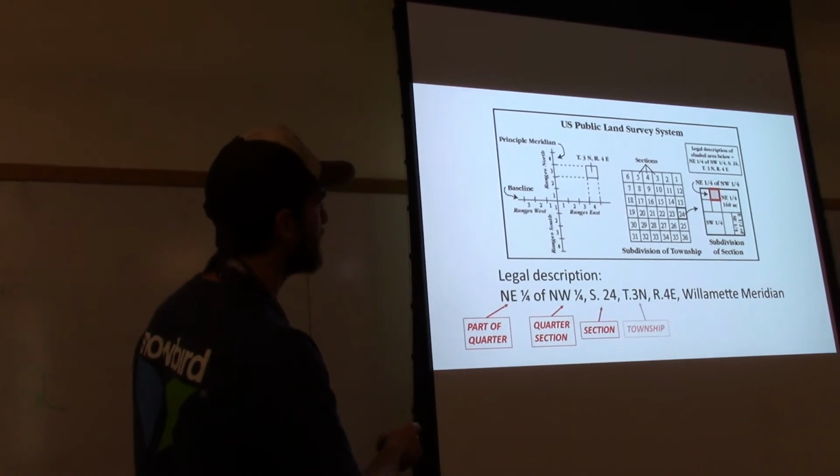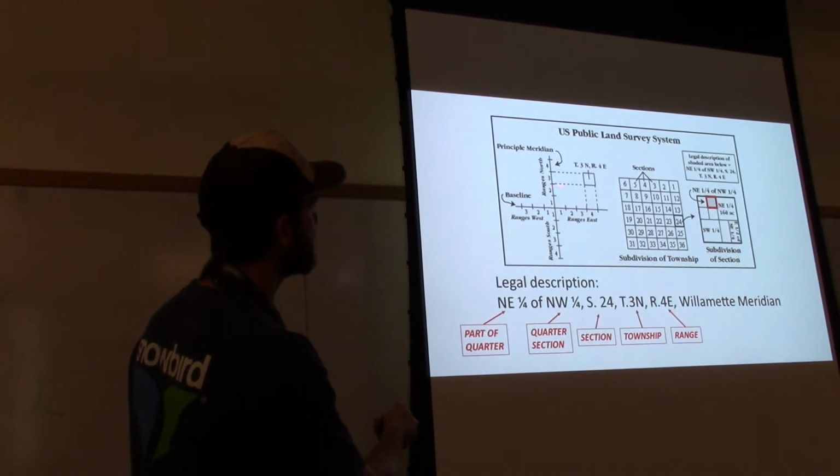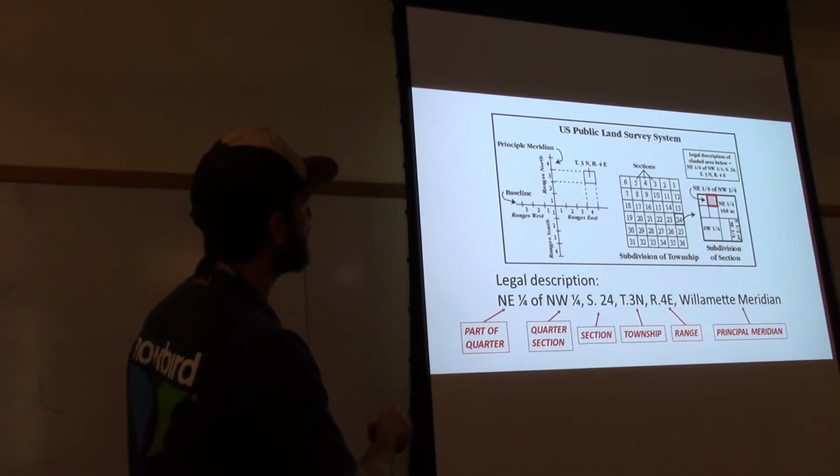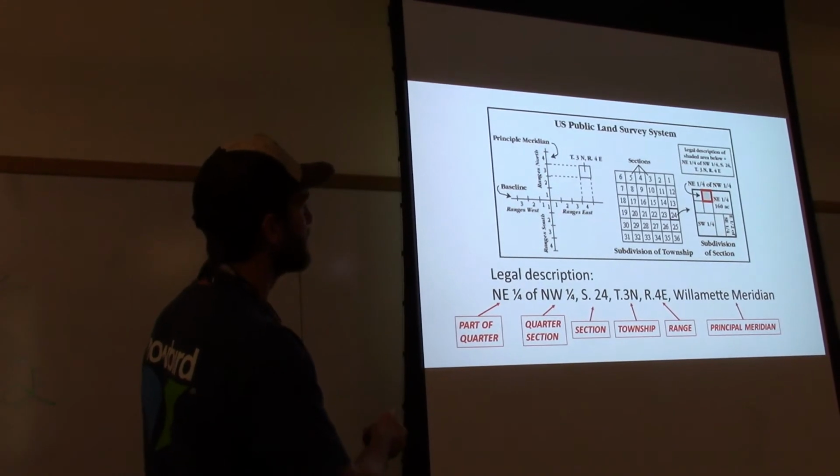Section 24 here. Township 3 north, Range 3 east. What's our initial point? What is all of this in reference to? To the Willamette Meridian there.